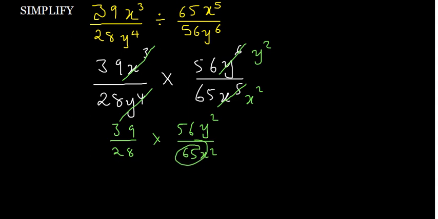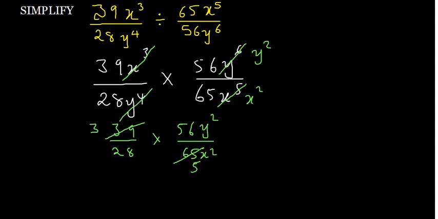Can 13 go into 65? That is also something that we should be able to find out. 13 can go into 65, yes. So that is the simplest number that can go into both. So 13 into 39 is going to give you 3. 13 into 65 is going to give you 5.